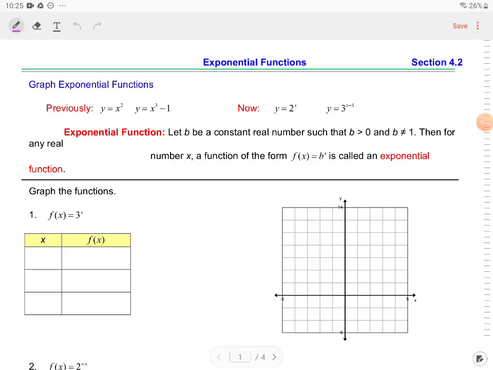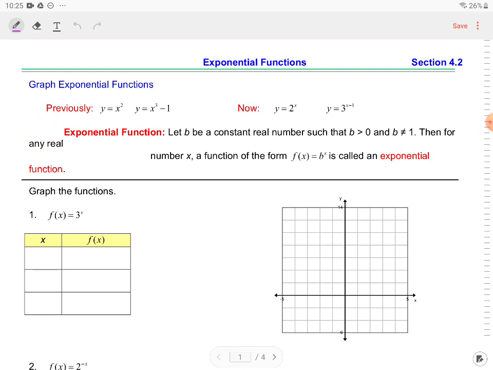This lesson is on exponential functions. If you previously recall, we looked at x as a base with a power, such as y equals x squared, or y equals x to the third minus 1. So an exponential function has the x in the exponent.